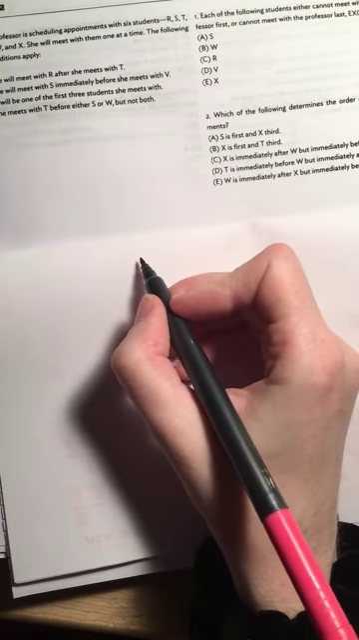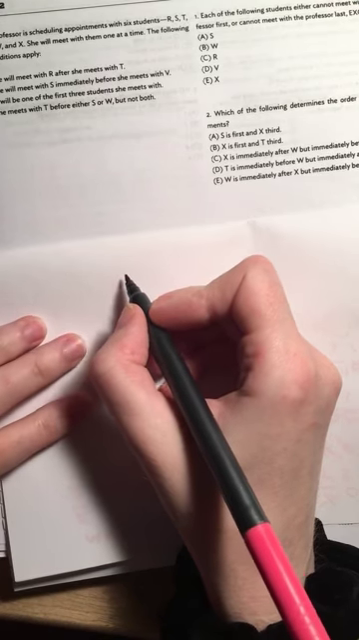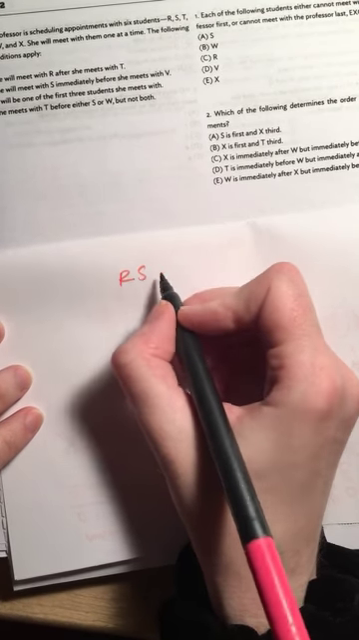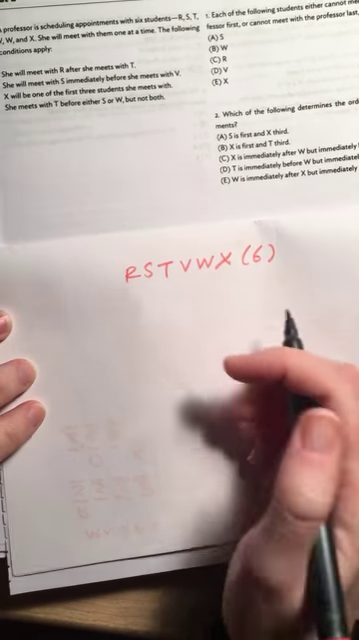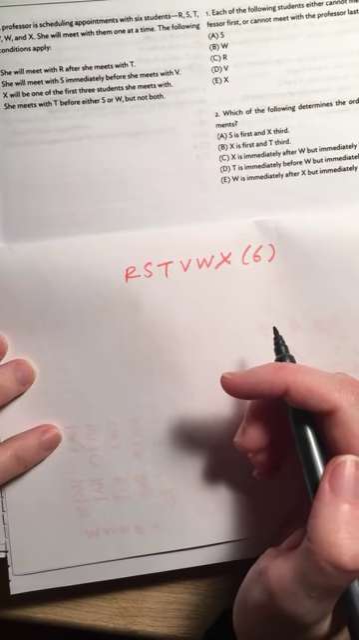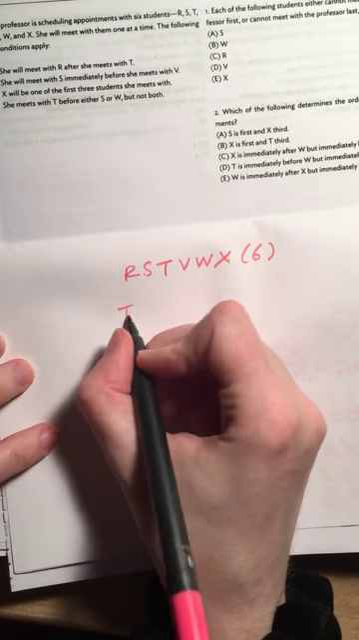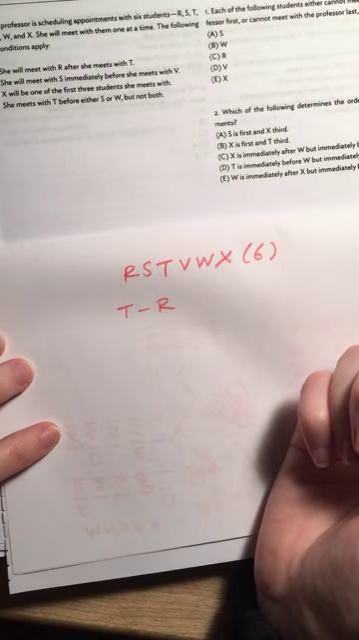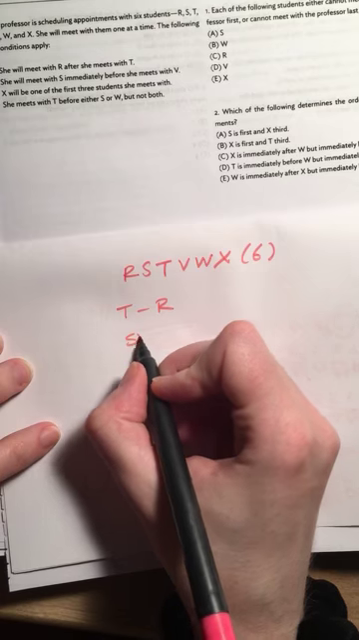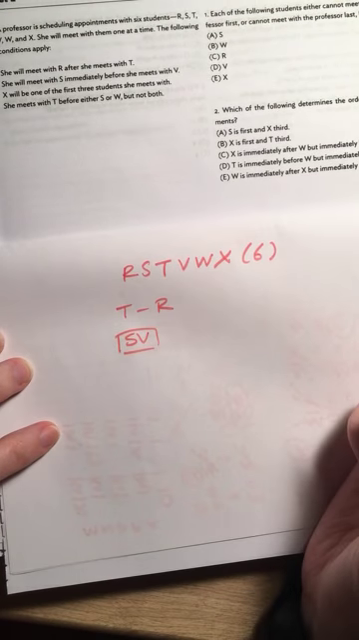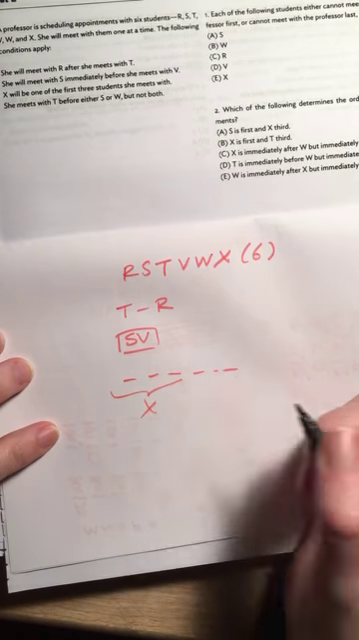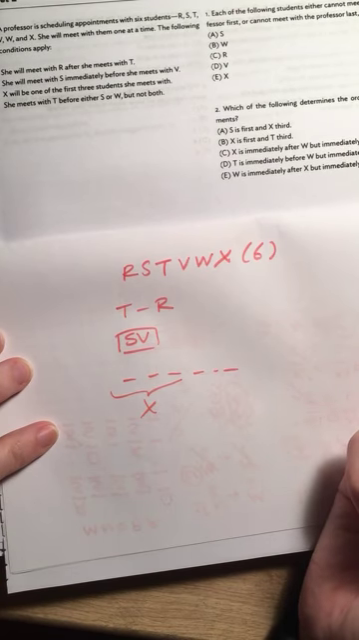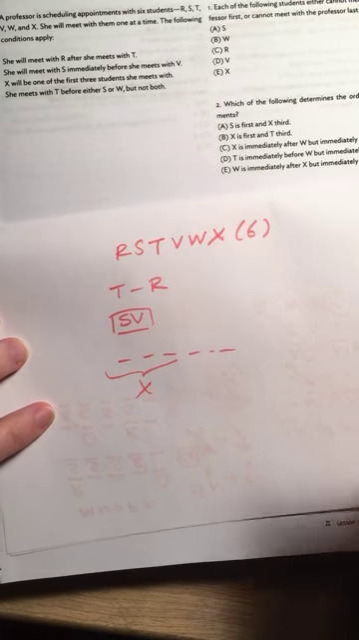So we've got 6 students, R, S, T, V, W, X, one at a time. Okay, R after T, S immediately before V, X one of the first 3, and T before S or W, but not both.